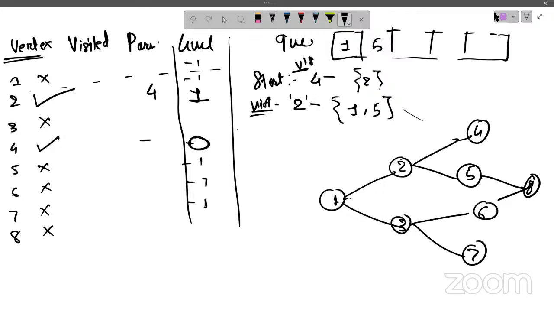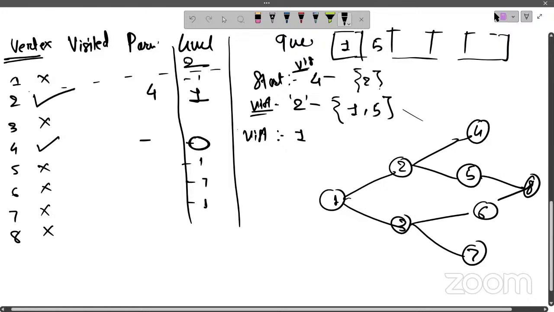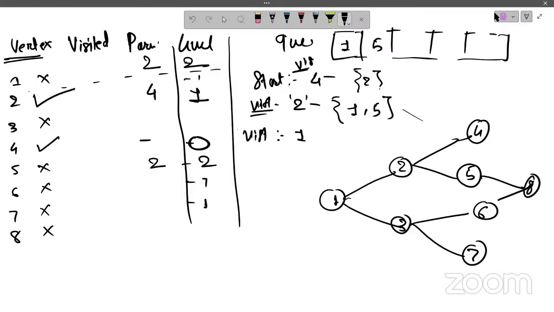You guys getting what we are doing with levels? Yes, ma'am. Incrementing as we go through. Right? Yeah. So level 0, level 1. Now we have 1 and 5. So I will visit 1. But now 1 and 5 both will be at the second level because they are coming from 2. So we update the level of 1 to be 2 and also the level of 5 to be 2. And since they are coming from 2, I will set the parent of 1 to be 2 and the parent of 5 to be 2.